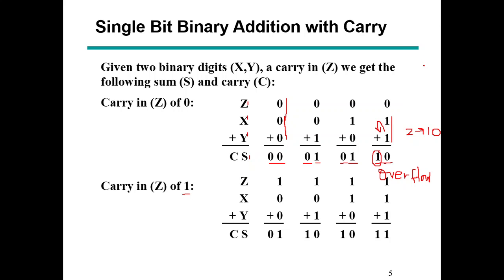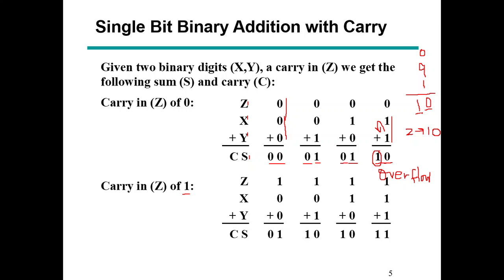Take an equivalent example in decimal. Say we have previous carry 0, and then say x is 9 and y is 1. So 9 plus 1 is 10. And we know in decimal that this is how we write 10. But if the sum were to be represented in a single digit, then 0 is your sum and 1 is your carry. So this would be interpreted as the carry.